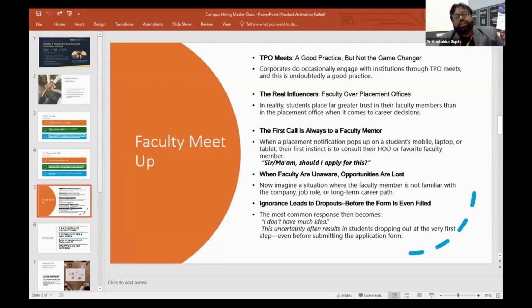So you will be finding wonderful results out of it. This faculty meetup is a very important thing. TPO meet is wonderful, do that, but along with that, do this kind of faculty meet as well.